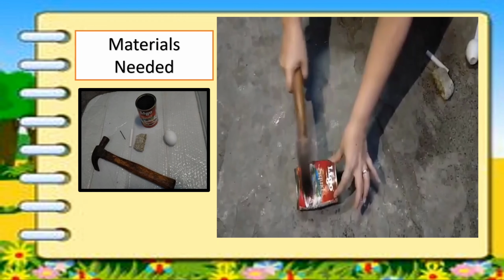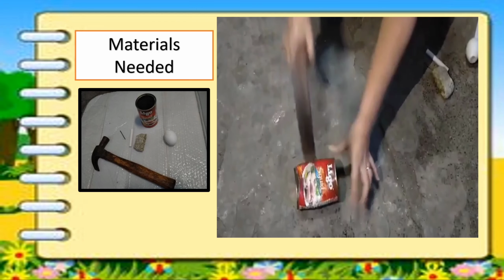I want you to look at the activity shown, and these are the materials needed: hammer, tin can, a piece of hollow block, chalk, eggshell, and nail. Observe what will happen to the materials when hammered.